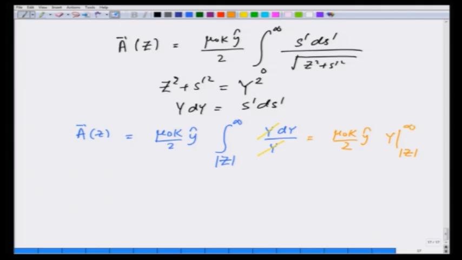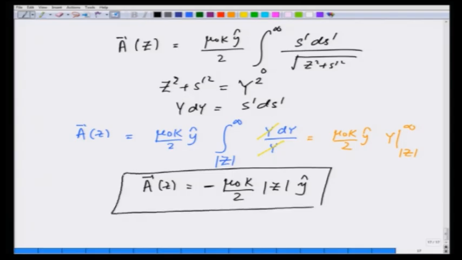Again, at infinity, it is a constant which I will ignore, and therefore, the z dependence of A finally comes out to be A equal to mu naught k over 2 modulus z, with the minus sign, in the y direction. Indeed, this is the answer we had obtained earlier by looking at B. So, you see, I have given you two examples where we can calculate A directly from a current distribution, and now I can take its curl and get my answer for B.